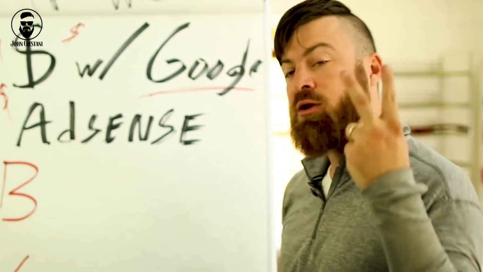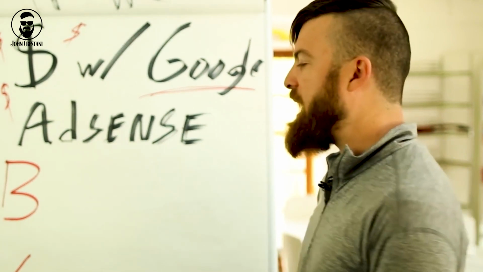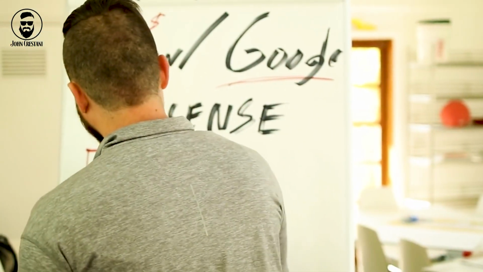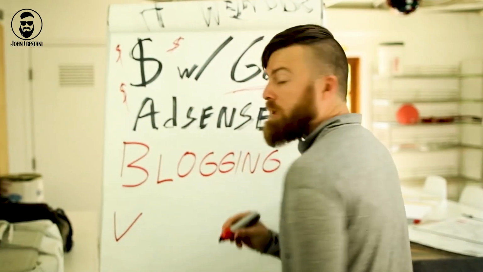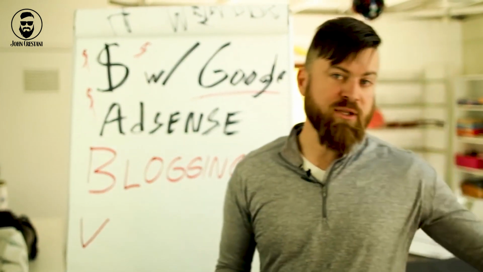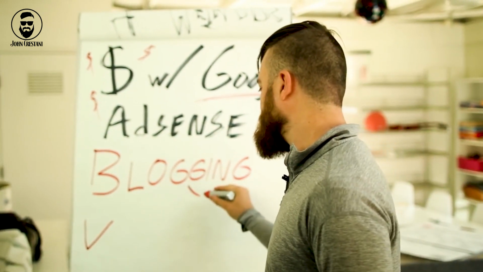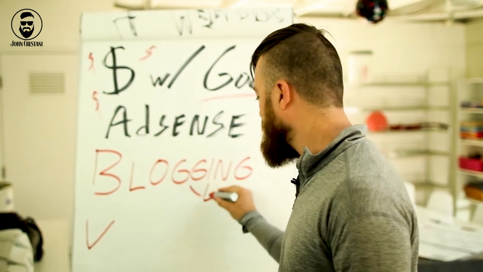So that brings us to the two main methods of making money with Google AdSense. The first is blogging, okay? And there's a few ways to do blogging. I'll show you some examples in just a second on my computer, but the first is just blogging about life.